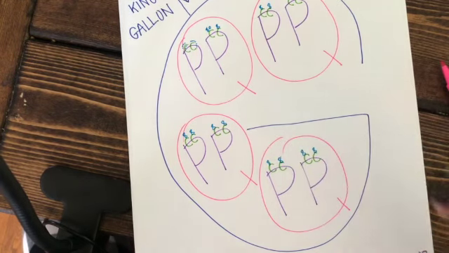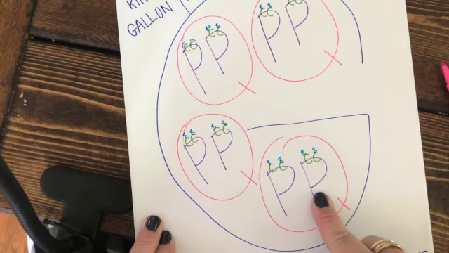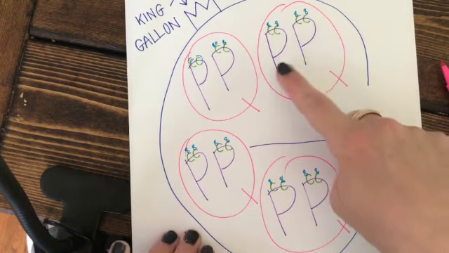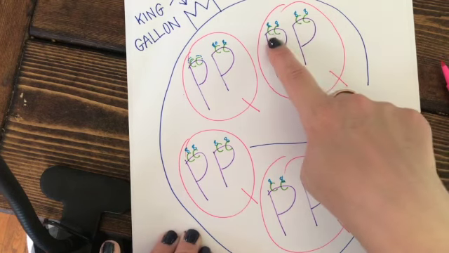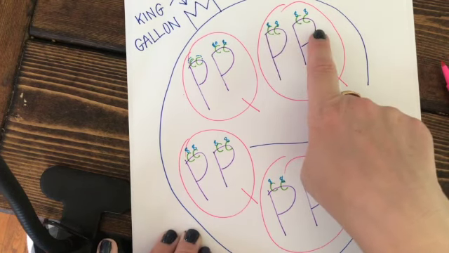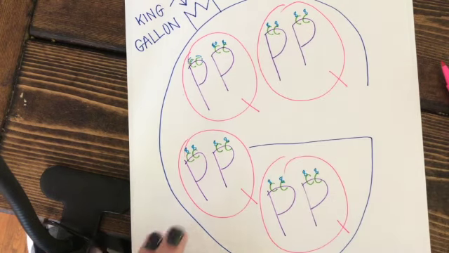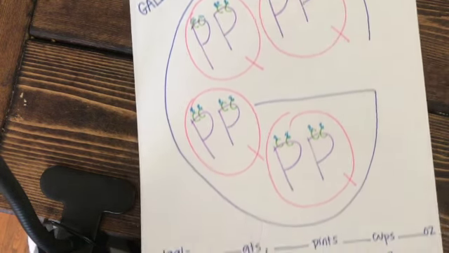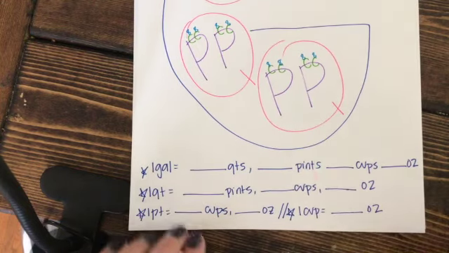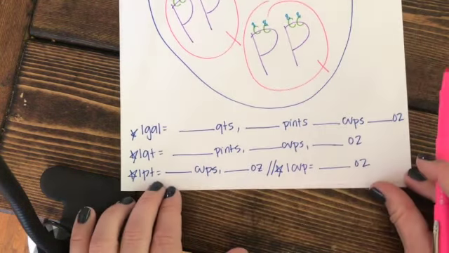So what this represents, okay, King Gallon represents a gallon, so like a gallon of milk. And then a gallon of milk has 4 quarts. Each quart is made up of 2 pints, and I should have made these bigger. Each pint has 2 cups, and then each cup has 8 ounces. Okay, so we can take what we just drew, and we can fill out these conversion factors at the bottom.